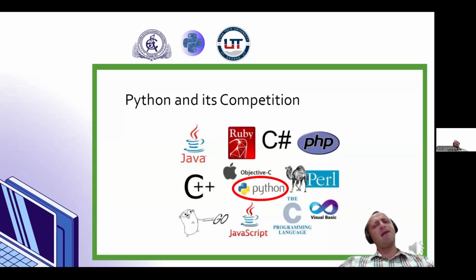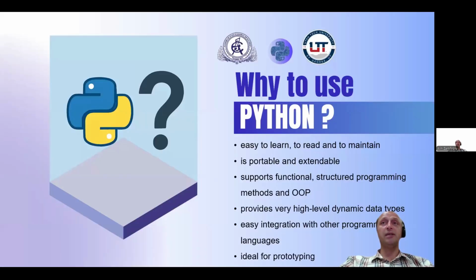Okay, competition for Python. We have other programming languages, exactly like I said before, C and C++. We have JavaScript, Java, PHP, Perl, and so on. So we have a lot of programming languages. Why have we chosen Python? Exactly like I said before, it's easy to learn. It will be very easy to read and maintain or modify the code. Also, it's portable and extendable.